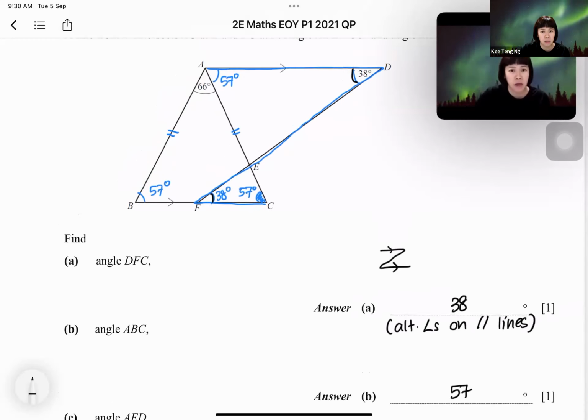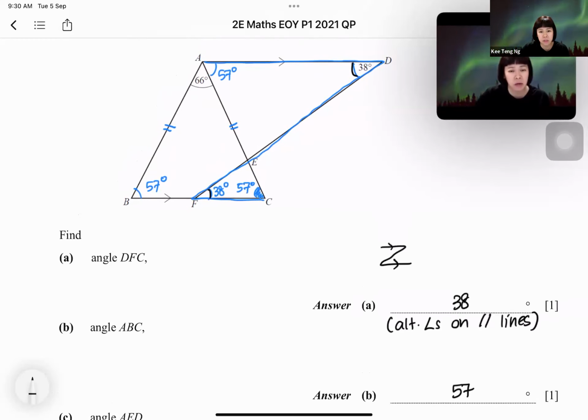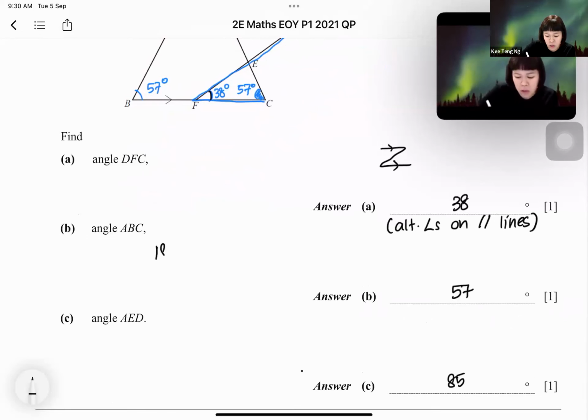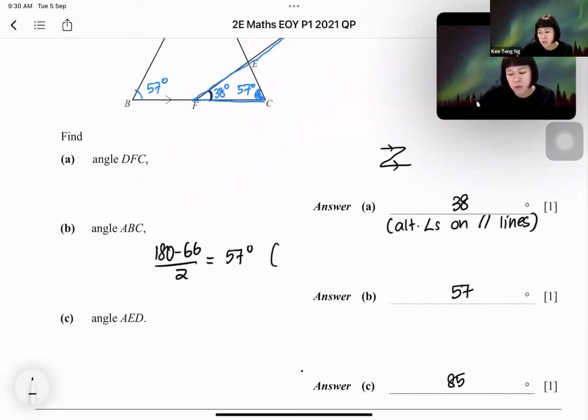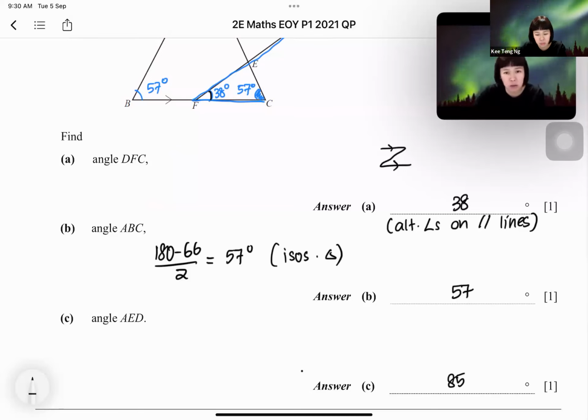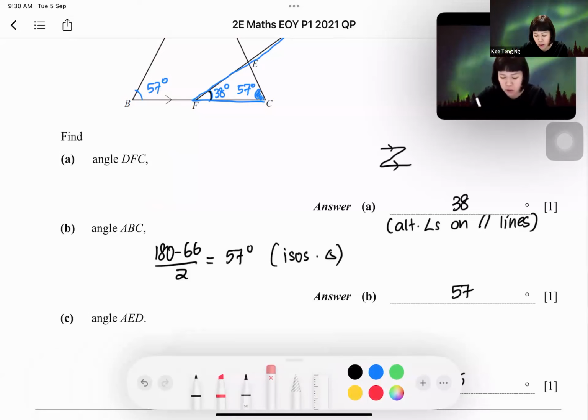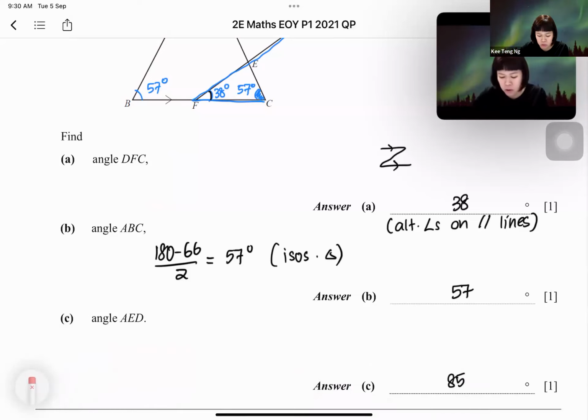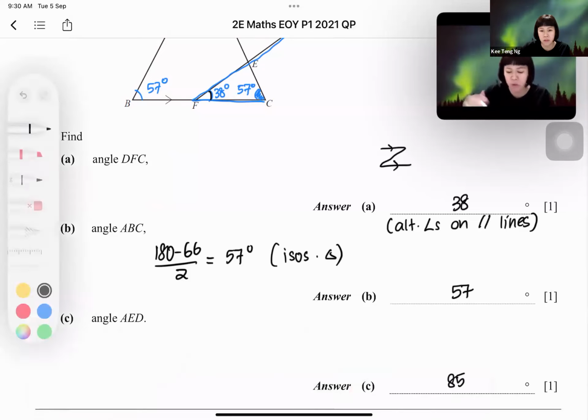Next one, find angle ABC. Angle ABC, this is simple, straightforward. So 180 minus 66 divided by 2 gives me 57. Write down the reason as well. Base angles of isosceles triangle. By right, the full one should be base angles of isosceles triangle, but doesn't matter. You can write isosceles triangle already, very good. The teacher will know that you know the form, you know what it is.